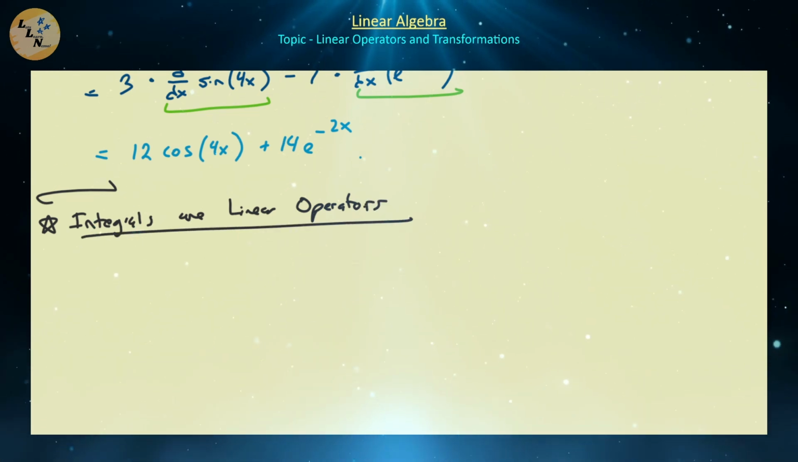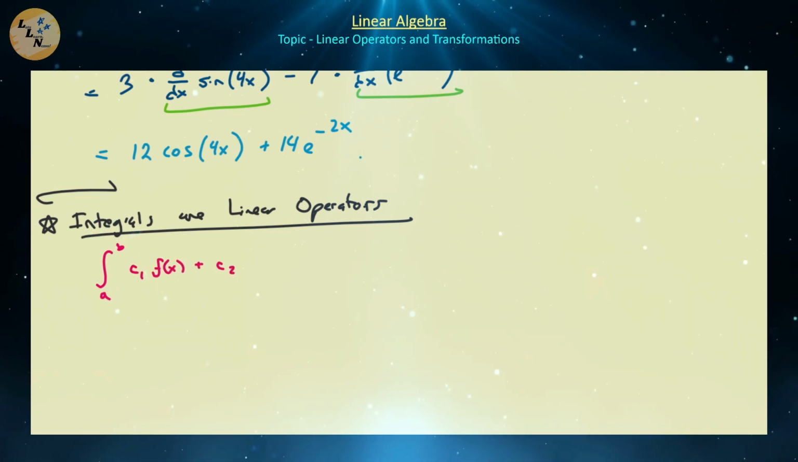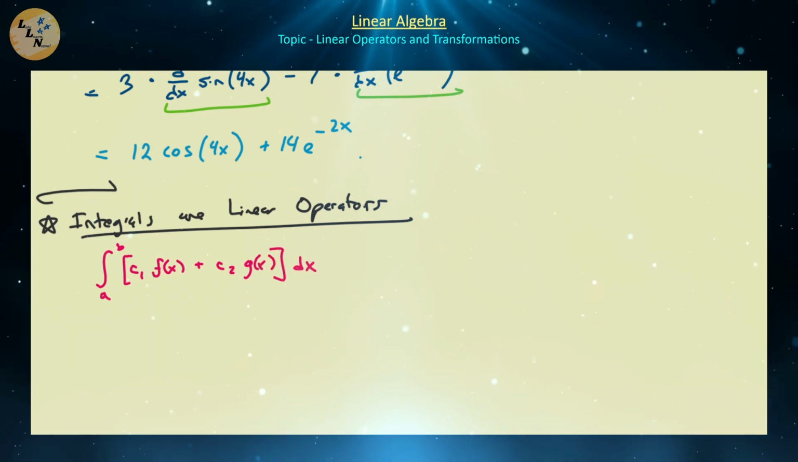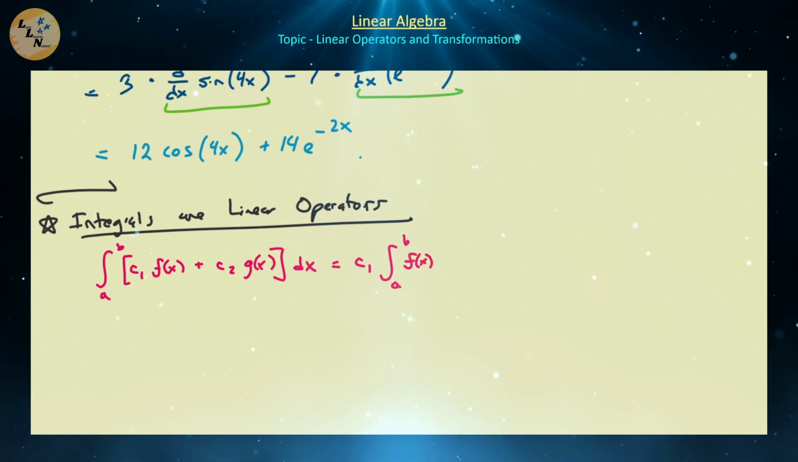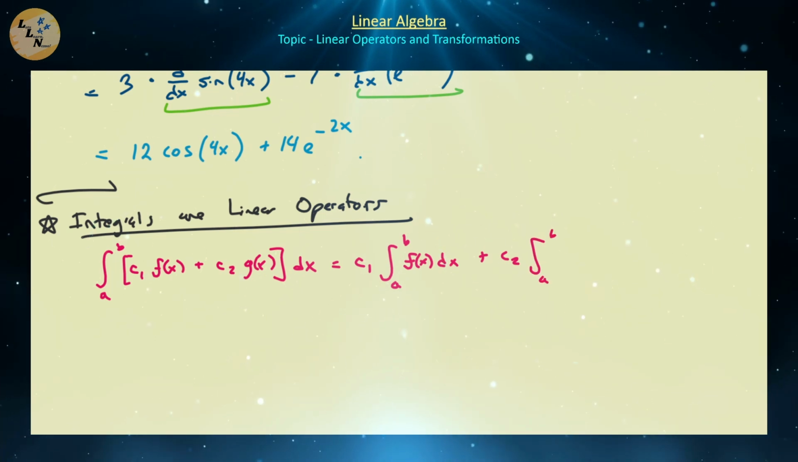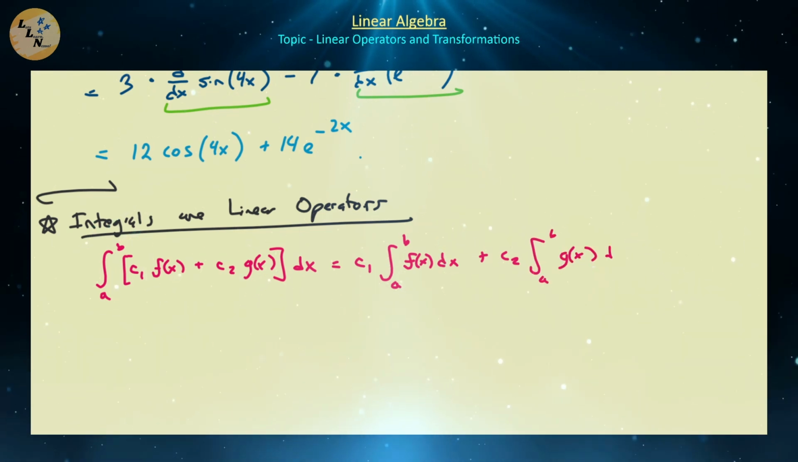In particular, one can prove that the definite integral from a to b of c1 times f of x plus c2 times g of x, integrating with respect to x, where c1 and c2 are real numbers and f and g are both integrable functions, is the same as c1 times the integral from a to b of f of x dx plus c2 times the integral from a to b of g of x dx.